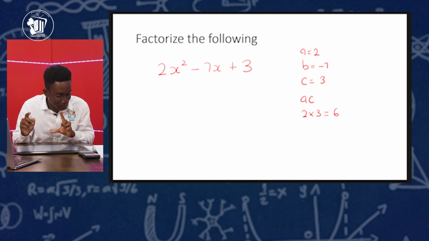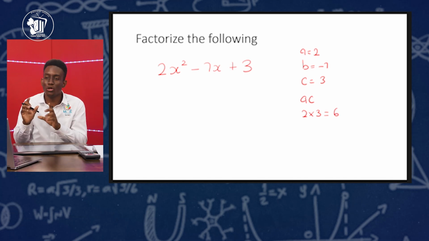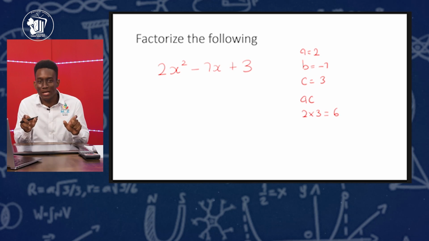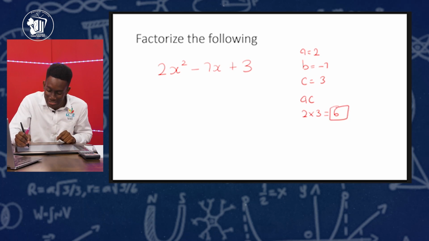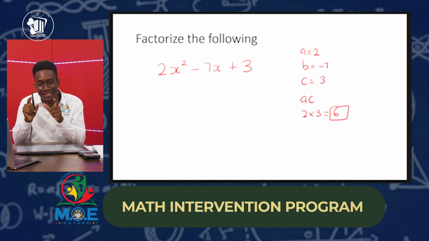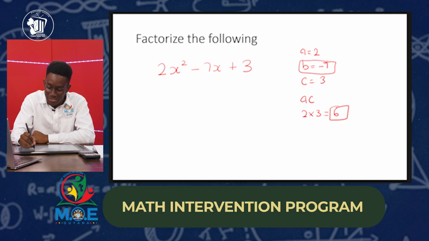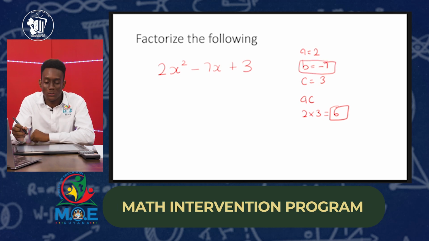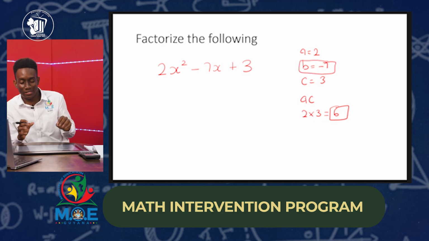So this is the big step now. We want 2 numbers. When we multiply it, we should get AC, which is 6. But when we add these 2 numbers, we should get B, which is negative 7. So of course, you see we have to get a negative 7.